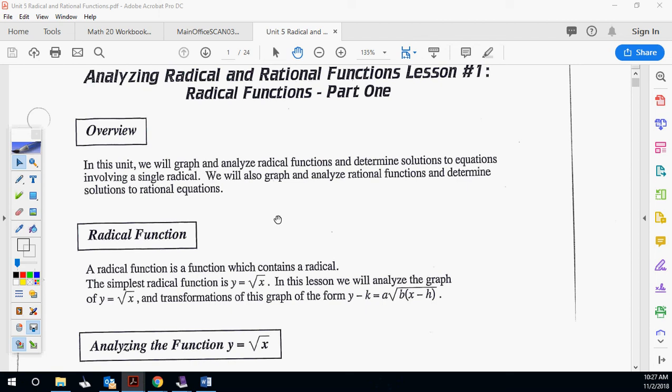Lesson 1, Radical Functions Part 1. In this unit, we'll graph and analyze radical functions and determine solutions to equations involving a single radical. We also graph and analyze rational functions and determine solutions to rational equations. So this is kind of the stuff you probably didn't like for Math 20. Okay? The rational equations, if you forgot, those are the fractional ones. You got stuff on top and bottom where you find the non-permissibles, all that stuff. So keep all that stuff in mind.